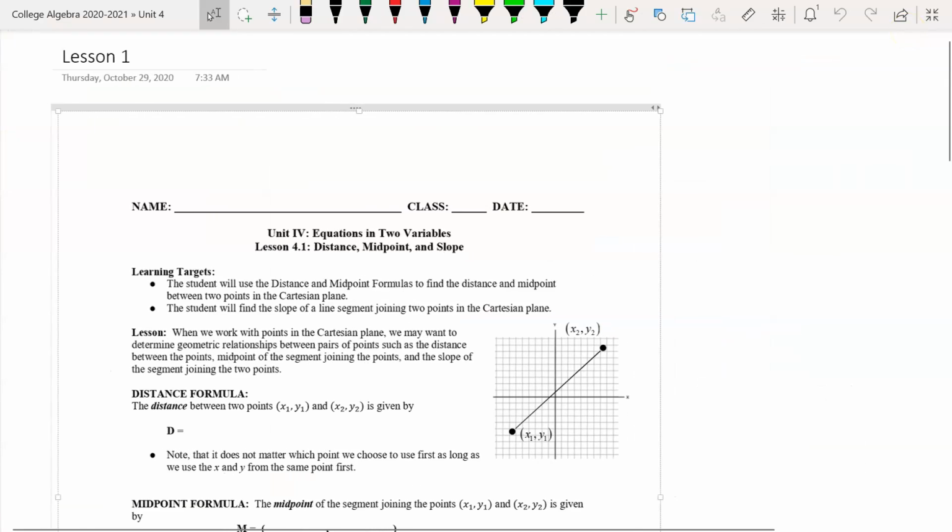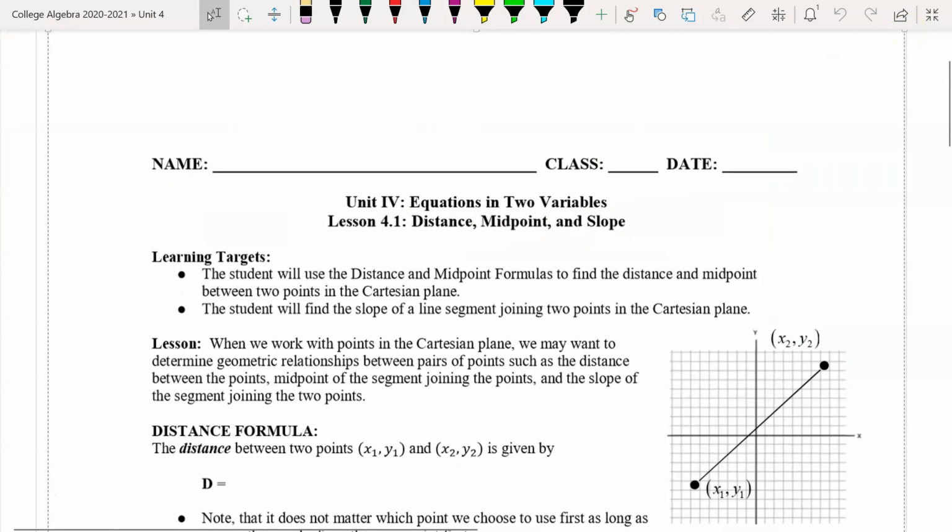Okay, guys, so we're starting a new unit. Hopefully you have both parts of the Hawks test passed. If you have not done that yet, then you need to make sure you get that done.